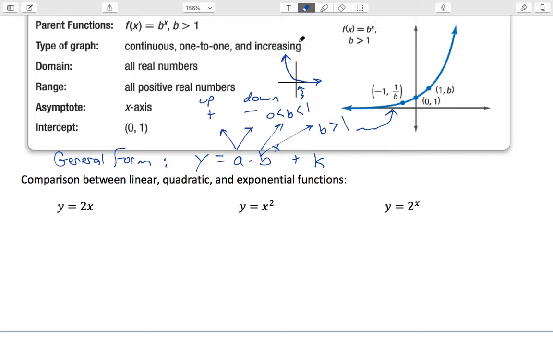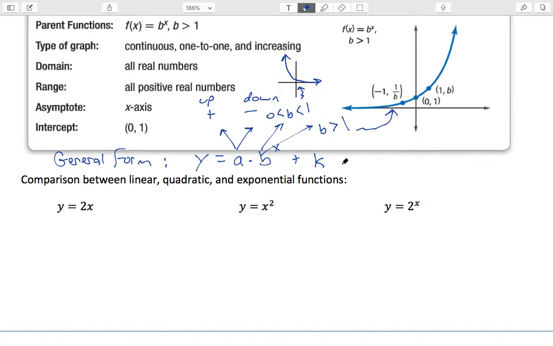When your b is 1, then it's 1 to the x, but 1 to anything, no matter what your number up here is, is always 1. So it's really not even an exponential, it's just a flat line. So we exclude 1 as ever being our base, because it doesn't do anything, it just stays flat.